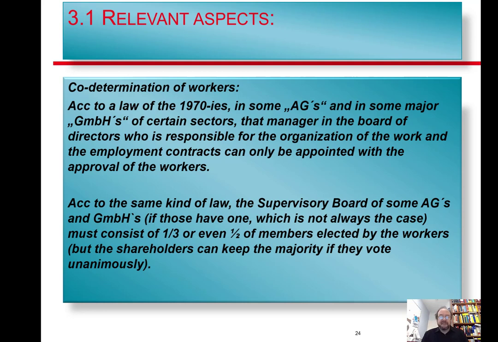So indeed, there are German big firms where half of the members of the supervisory board, or one third of them, depending on the circumstances, has to be elected by workers' representatives. So very often you have trade union representatives in these supervisory boards. That, on the one hand, gives the workers a strong influence in the firms because they are members of that body which has to be informed by the managing directors.